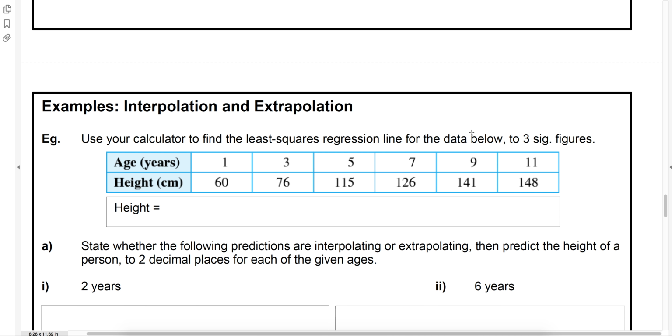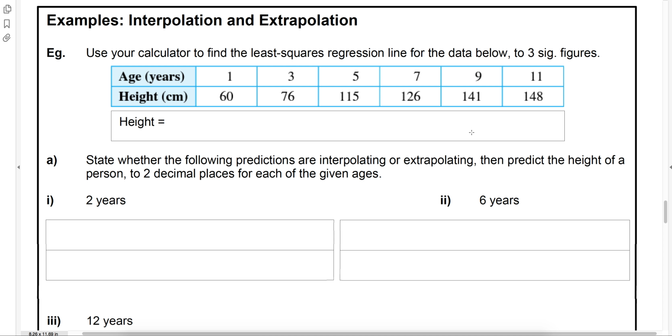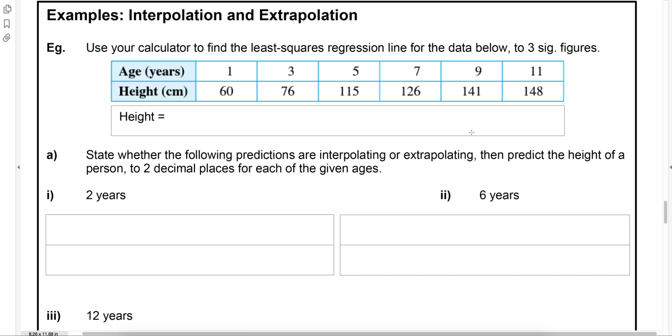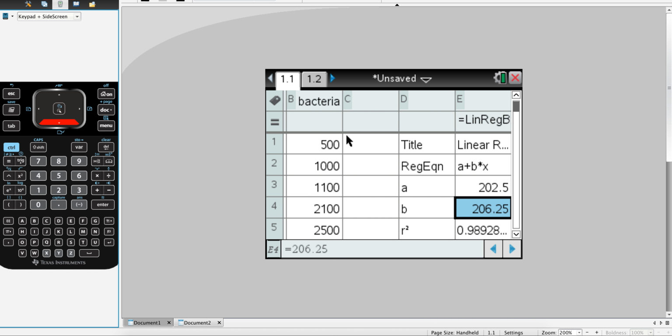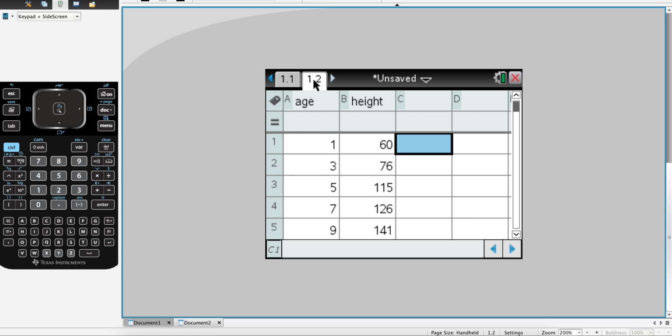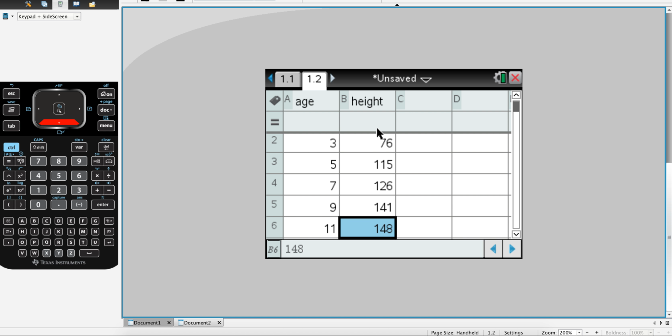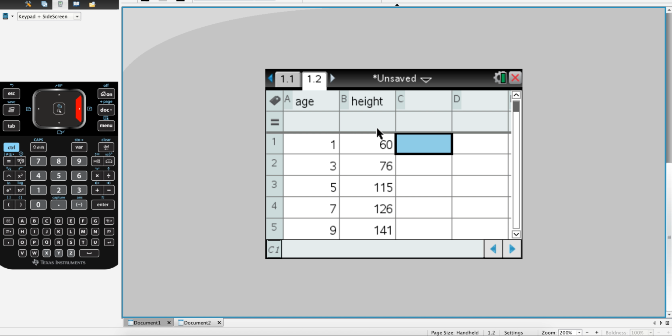I'll run you through this one here before we finish off with residuals. So I've got age and I've got height. So again, classic example of where extrapolation is problematic. I think I've already put this data in. I hope I have. Pretty sure got it here. Yes. Okay. So I'll just double check that I've put it in correctly. I've got 1, 3, 5, 7, 9, and then 11. Beautiful. And then I'll just check this. Looks all right. So I've got my data in there.